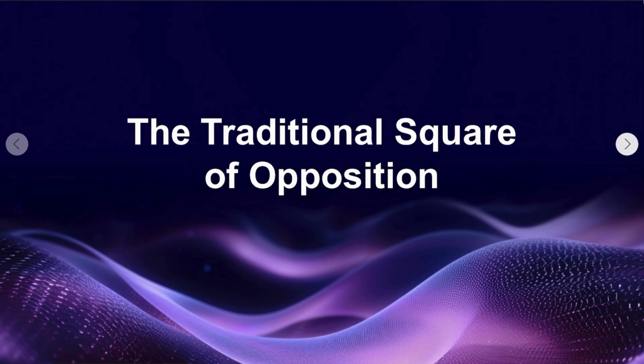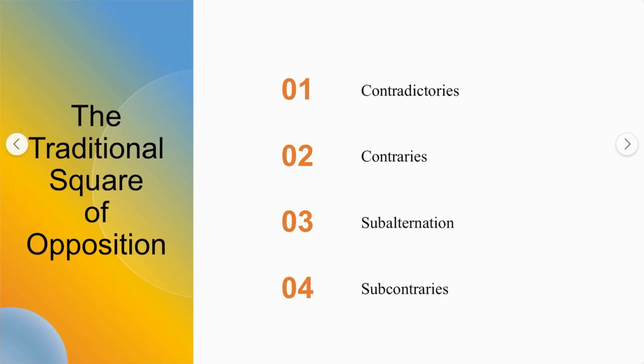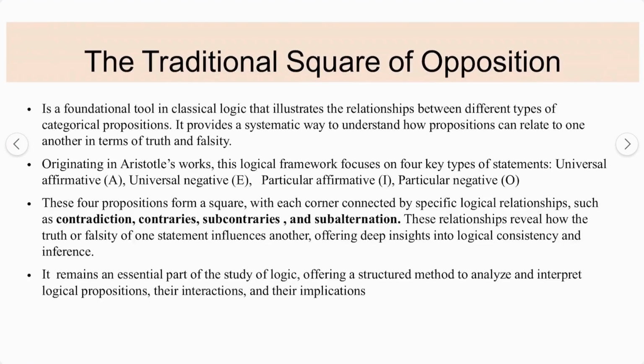Today we'll be discussing the traditional square of opposition. In the traditional square of opposition we'll be discussing contradictories, contraries, subalternation and subcontraries. Now let's see what the traditional square of opposition means. It is a foundational tool in classical logic that illustrates the relationship between different types of categorical propositions.